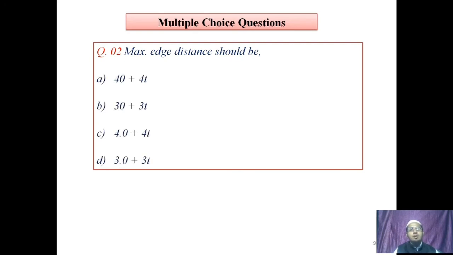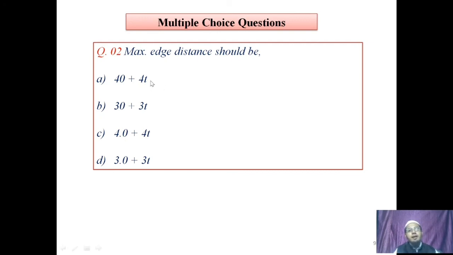Similarly, there is a second MCQ. Maximum edge distance should be. अब maximum edge distance कितना होना चाहिए? And options are A, 40 plus 4 times t, B, 30 plus 3 times t. Option C is 4.0 plus 4 times t, and option D is 3.0 plus 3 times t. Can anybody answer it?